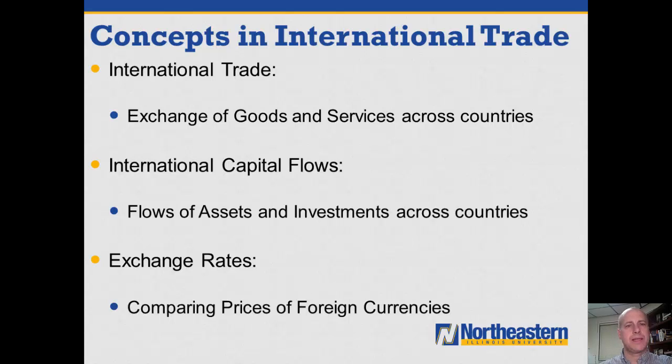There are three broad concepts that we're going to talk about in the context of international trade between nations. The first one is international trade, which is the flows of goods and services across countries and between countries. The second is international capital flows, which is flows of assets, stocks and bonds and currency across countries. And then the third is exchange rates, which is the rates that we trade goods and services and foreign currencies for each other.